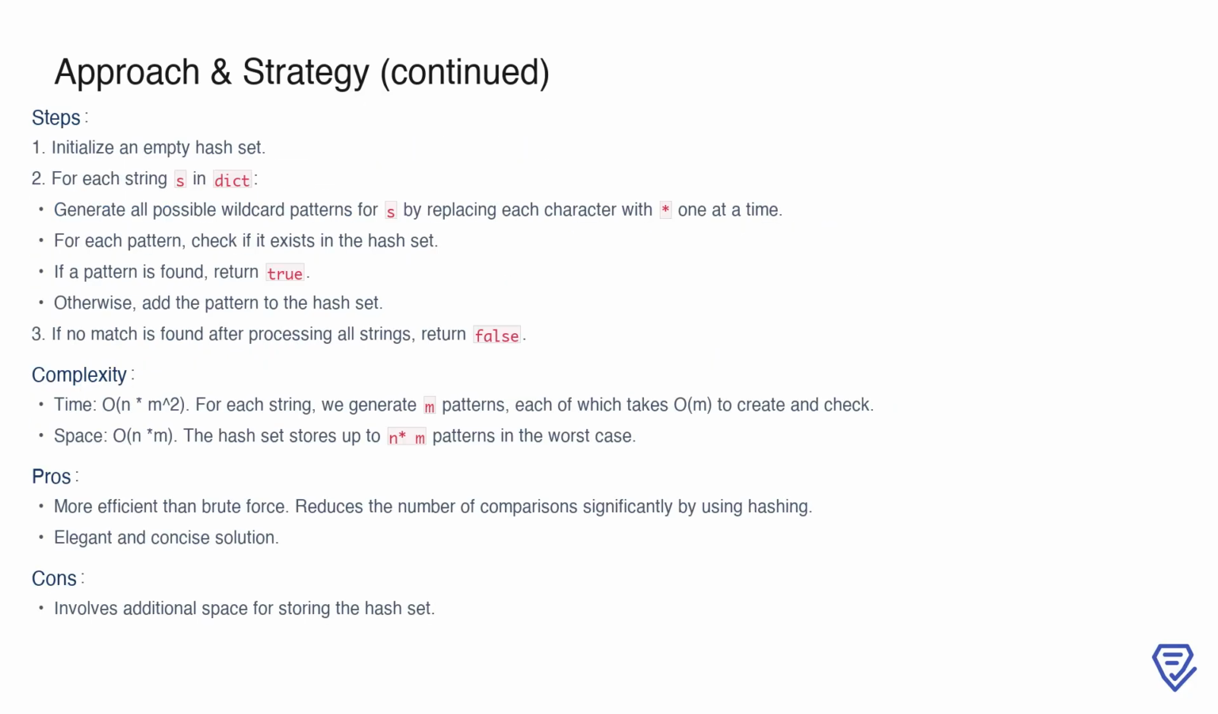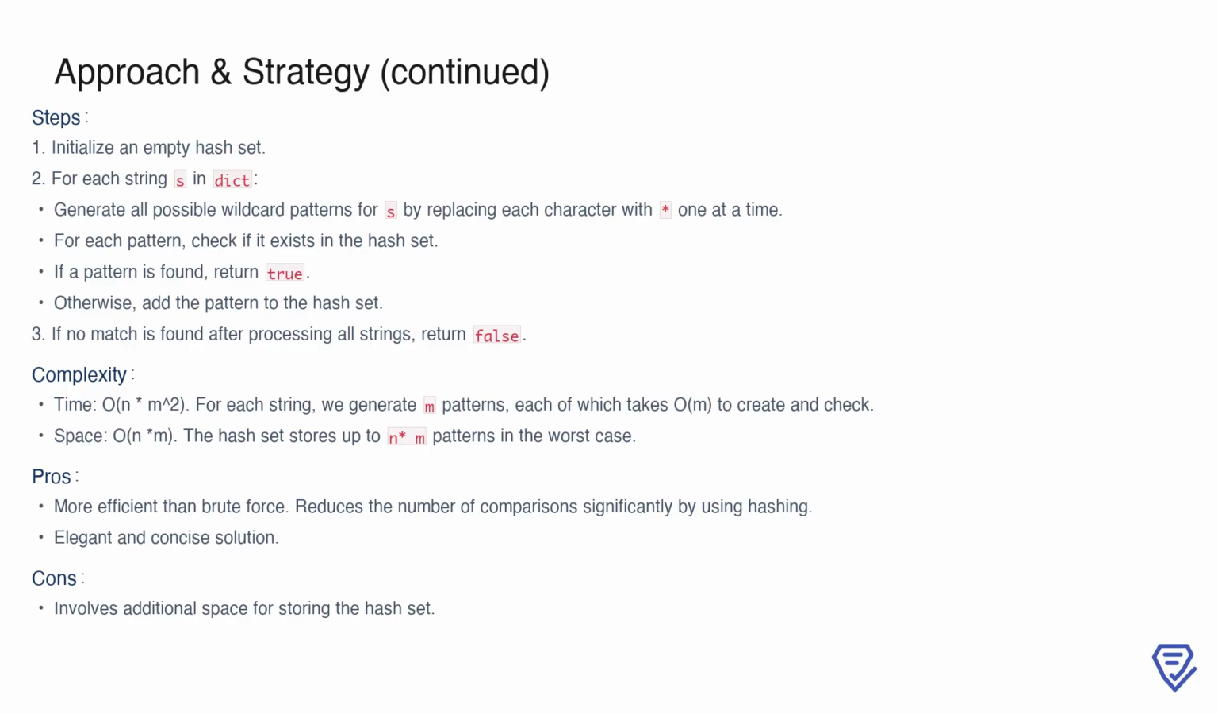Here's how the optimized hash-based approach works in detail. First, we initialize an empty hash set. Then, for each string in the input list, we generate all possible wildcard patterns by replacing each character with a wildcard symbol, one position at a time. For each generated pattern, we check if it already exists in the hash set. If a match is found, this means there is another string in the input that differs by exactly one character, and we return true. If no match is found, we add the newly generated pattern to the hash set and continue processing the remaining strings.